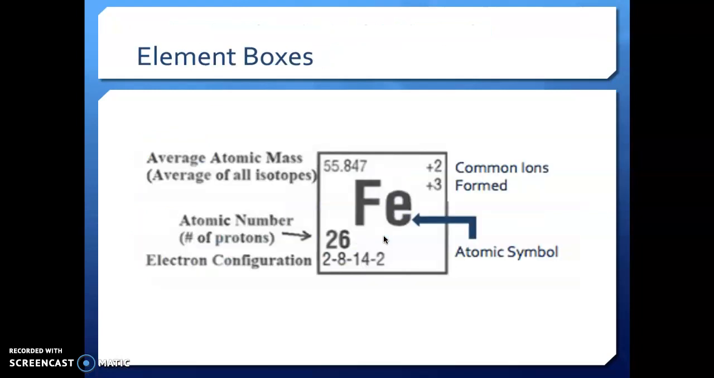So pause right here. This is a typical element box. It just contains some extra information, but you should be able to pick out certain things, and I'll talk through that in a second. So pause here and write those things down.